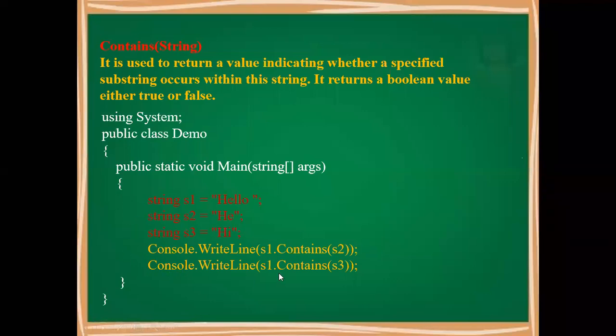Look at the second one, in Console.WriteLine we have written s1.contains(s3). s1 is hello, and is this in hello? Is there h and i? Let us check. h is there but i is not. So that means the complete string is not in hello. So it is supposed to return a false value. The value of the first one will be true, the value of the second will be false.